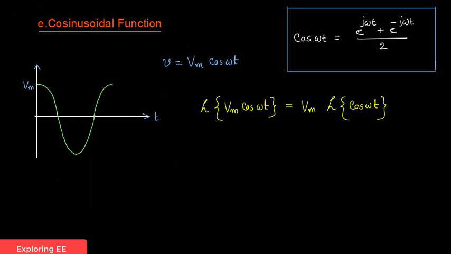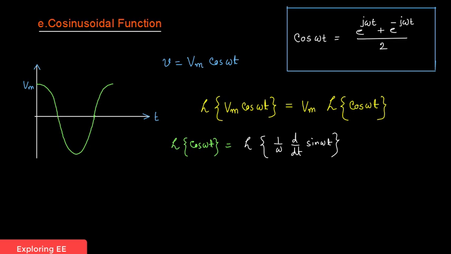Similarly, for the cosinusoidal function, the Laplace of Vm cosine omega t is given by Vm times the Laplace of cosine omega t. Now the Laplace of cosine omega t can be obtained from the relation: the Laplace of 1 by omega d/dt of sin omega t. Instead of cosine omega t, we can write it in terms of sin omega t, d/dt of sin omega t into 1 by omega.